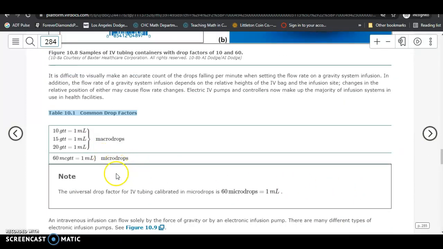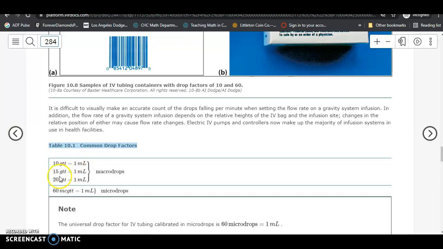Okay, so at the bottom of page 284, you'll see Table 10.1, which tells you common drop factors for macro drops. For example, the abbreviation for drops is GTT. So GTT stands for drops. A common drop factor is 10 drops equals 1 milliliter. Another common drop factor is 15 drops is 1 milliliter, and then 20 drops is 1 milliliter.